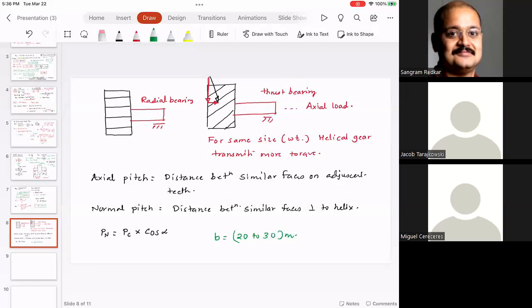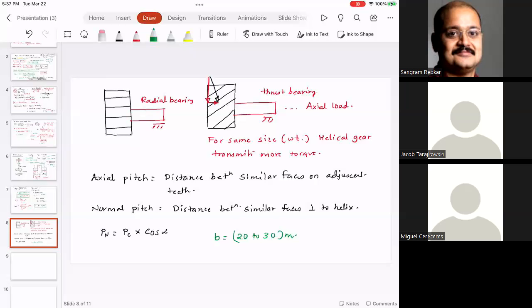Procedure for helical gear is exactly the same. Step 1 is to find out WT. Step 2 is to find out CV and module. Step 3 is to find the dynamic load. Step 4 is to find static load. Step 5 is to find the wear load. And step 6 is shaft design.